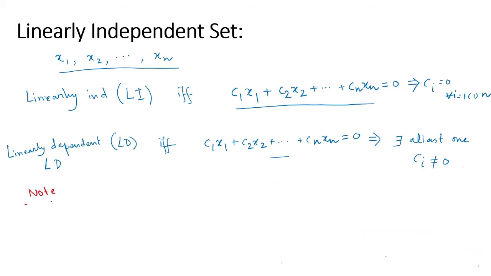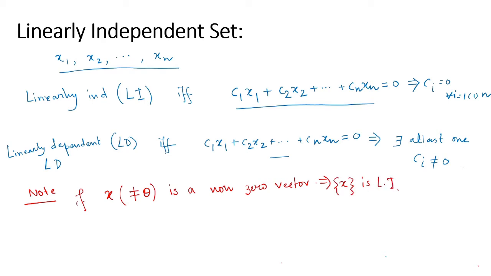Okay, so one thing to note here: every non-zero singleton is linearly independent. If x is a non-zero vector, then the set {x} is linearly independent. So if a set contains only one vector, and it is non-zero, then that singleton set is obviously linearly independent. How to show that? We take the linear combination, and here we have only one vector, so c times x equals 0. And you can see x is non-zero, so c must be equal to 0. So a non-zero vector is obviously linearly independent.